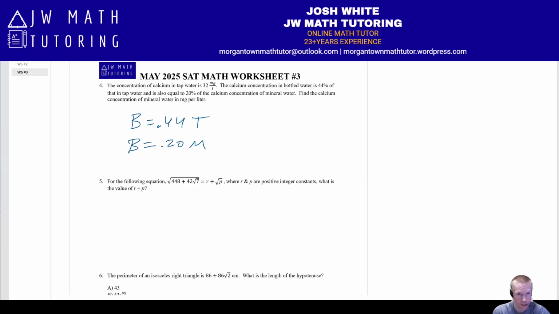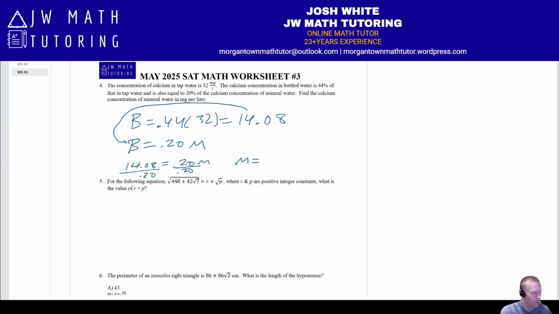So essentially, we know that the tap water is 32 milligrams per liter in terms of its concentration. So all we're going to do is just replace this with 32. And then when you go ahead and multiply that out, I believe it comes out to 14.08. And now that is the value of B, the calcium concentration of bottled water. So you can just replace B with that in the second equation. And then you're going to divide both sides by 0.20. And that's going to give us the concentration for mineral water.